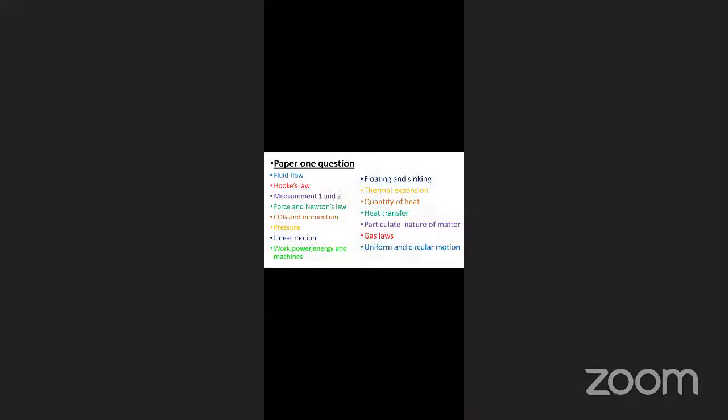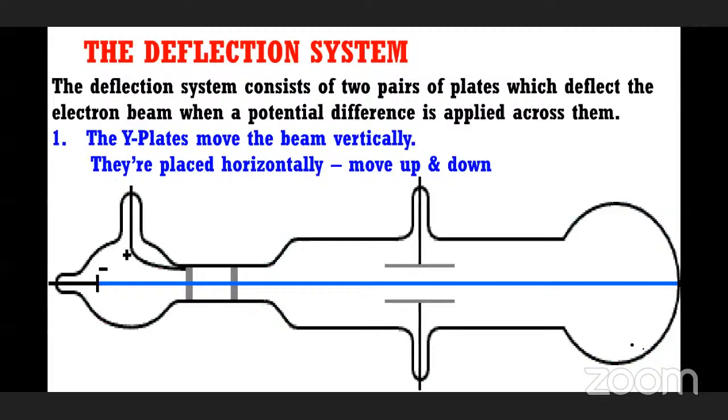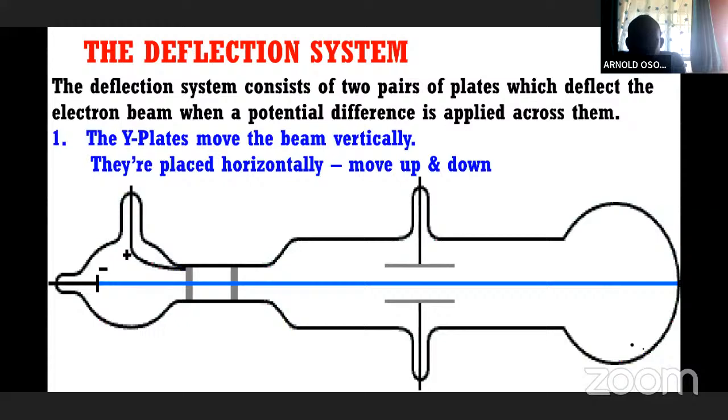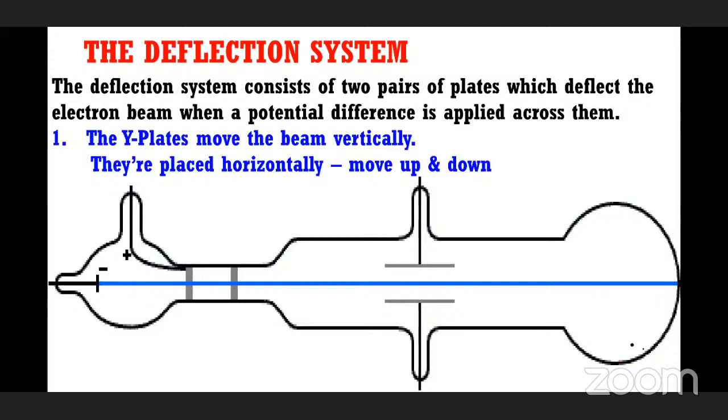So let's go on. You're saying that the deflection system contains two pairs of plates which deflect the electron beam when a potential difference is applied across them. We have the Y plates that move the beam vertically, and they are placed horizontally to allow the electron beam to move up and down.